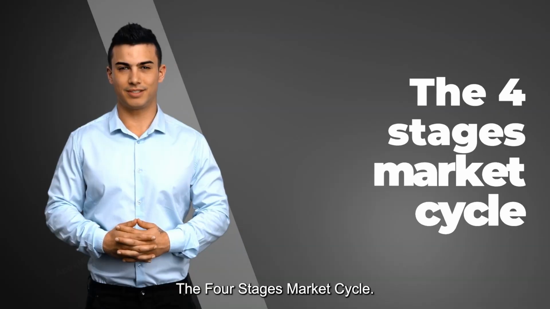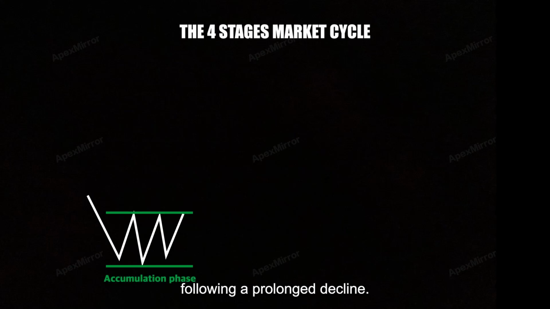The 4 stages of the market cycle. The accumulation phase is the beginning stage of a market cycle, characterized by a stabilization in prices following a prolonged decline. This stage often goes unnoticed as most market participants remain bearish. However, astute investors and traders begin to recognize value, accumulating positions. This phase sets the foundation for the next upward trend, though it may last for an extended period.